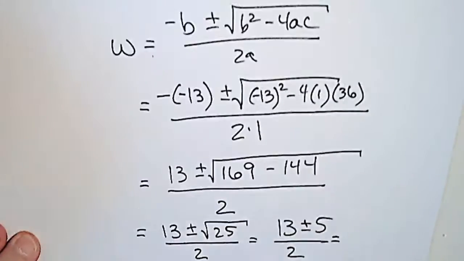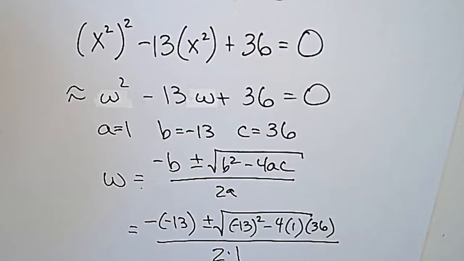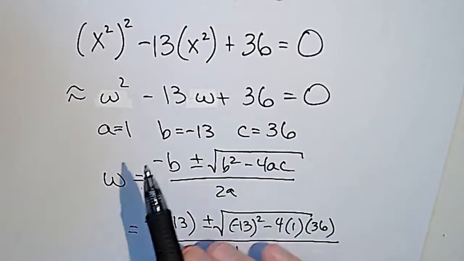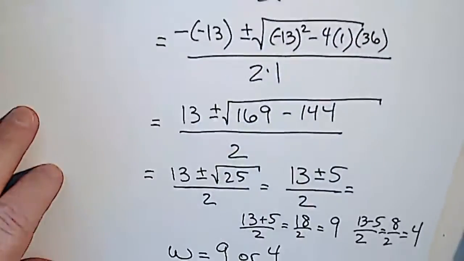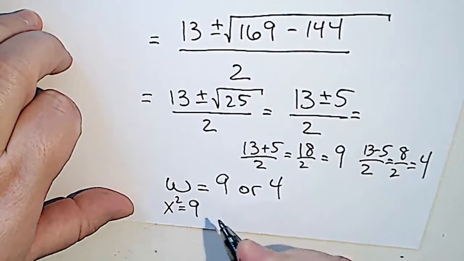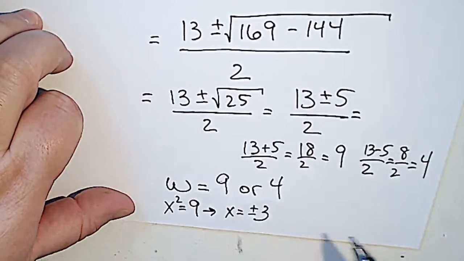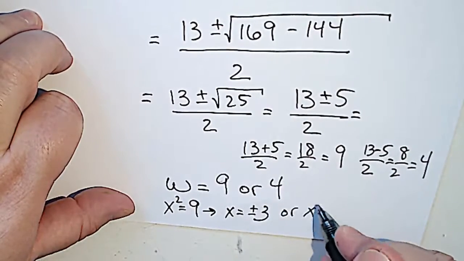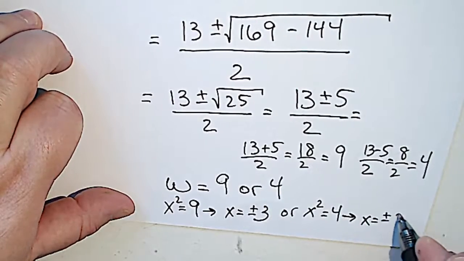Are we done? No, we're never done. Math is never done. Math is always going to be there for you to solve and solve and solve. What was w? w took the place of x squared. So x squared equals 9, which means x equals plus or minus 3. Or x squared equals 4, which means x equals plus or minus 2.